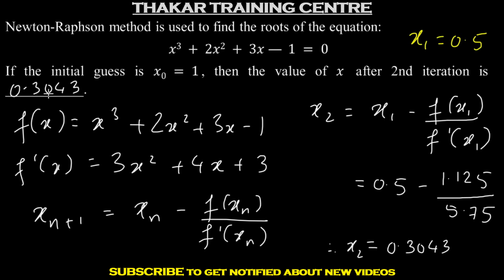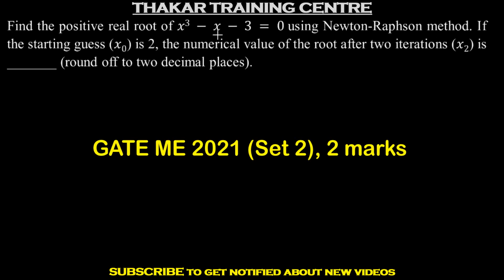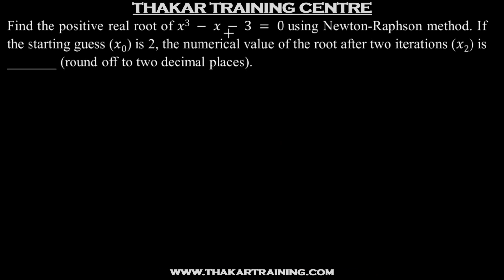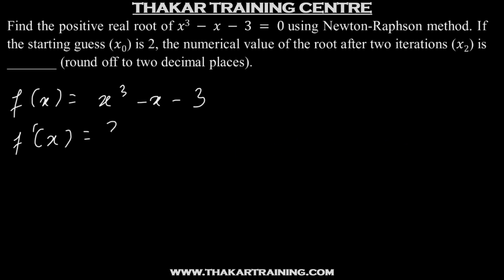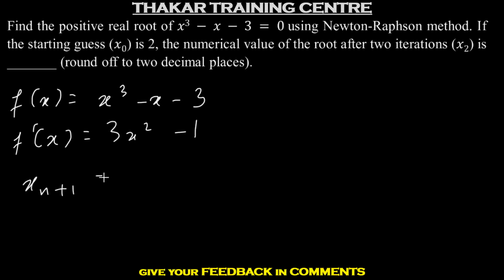0.3043. Find the positive real root of x cube minus x minus 3 equal to 0 using the Newton-Raphson method. If the starting guess x naught is 2, the numerical value of the root after 2 iterations, that is x2, is, and we have to round off to 2 decimal places. So this is the equation. So f of x is x cube minus x minus 3. So f dash of x will be 3x square minus 1. By Newton-Raphson method, we have x n plus 1 equal to x n minus f of x n upon f dash of x n.